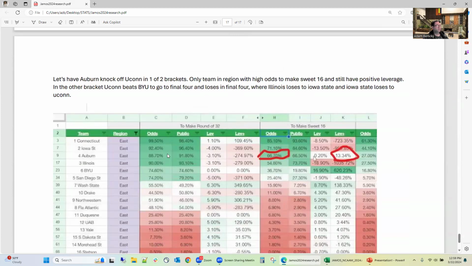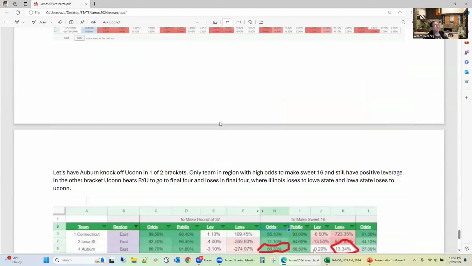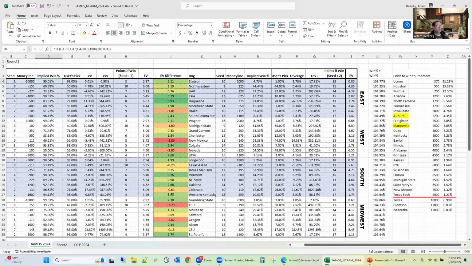Let's see this. Auburn. I'm going to skip over some of this. Anyway, you get the idea. I'll put the other model back up.